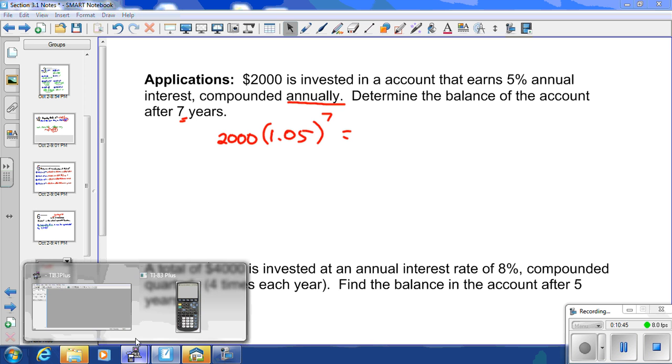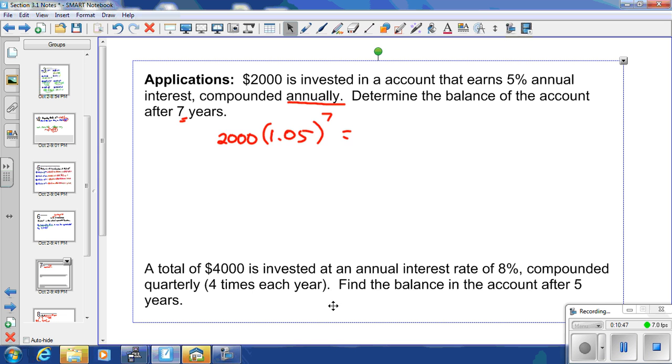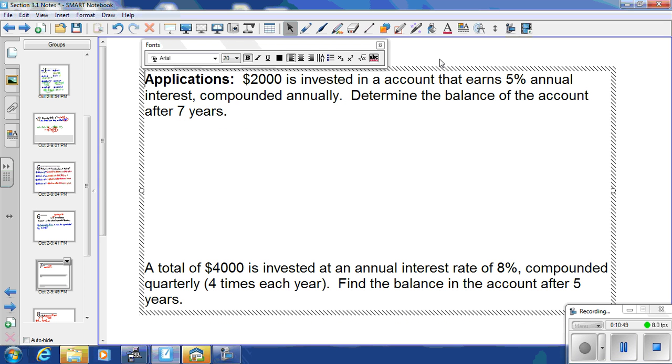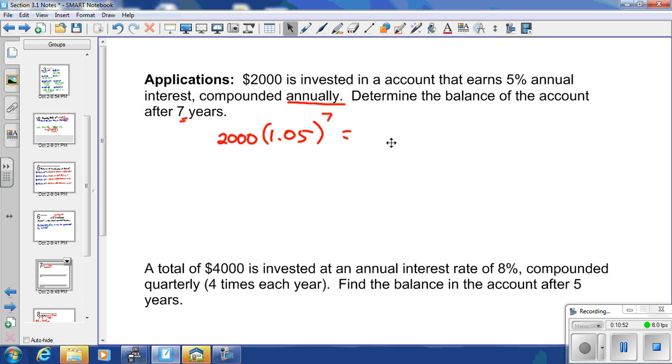So I'm just going to type into my calculator here. I'll let you do that. I'll do it here on my own. So let's see. When we type in 2,000 times 1.05 to the power of 7, I come up with $2,814.20. Just key it in the way that it looks. That is compound interest. Now, usually, we're not going to be compounding annually.